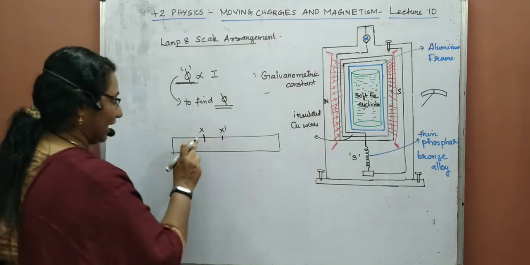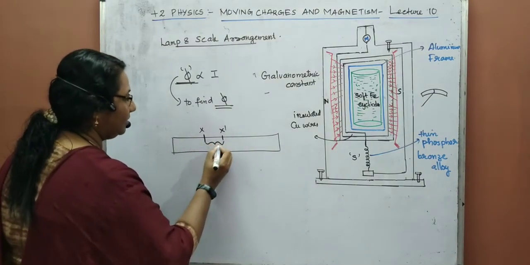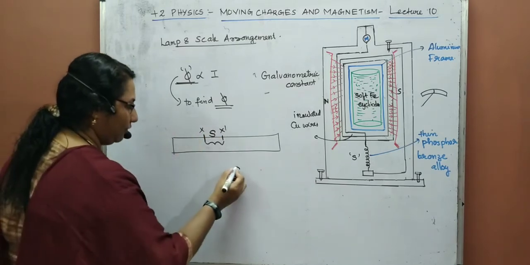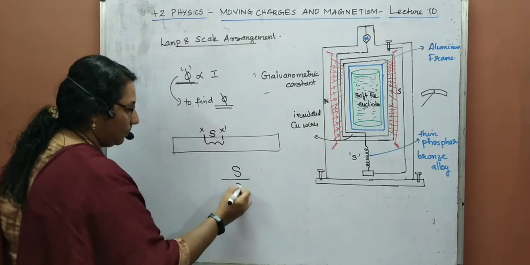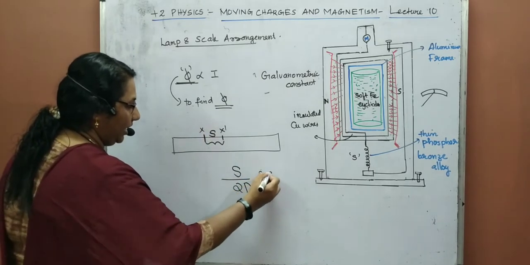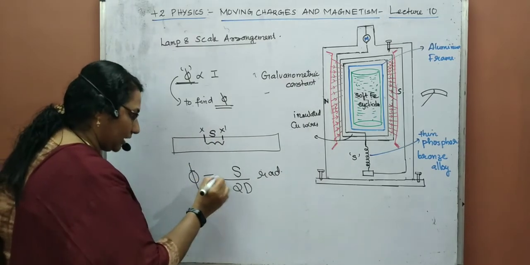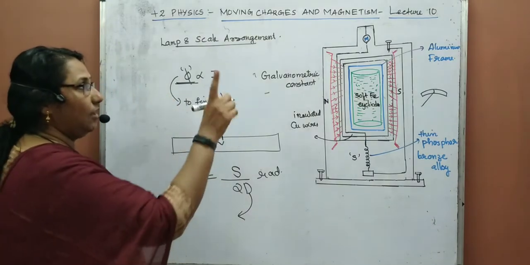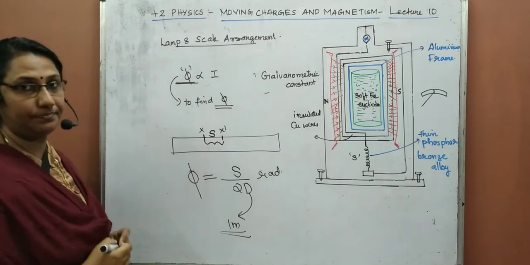Initially the position of the reflected light was X, now it becomes X dash. Take this shift as y. If you know the shift y, then y by 2D radians will be the angle of deflection, where D is the distance of the meter scale from the mirror, which is taken as 1 meter.